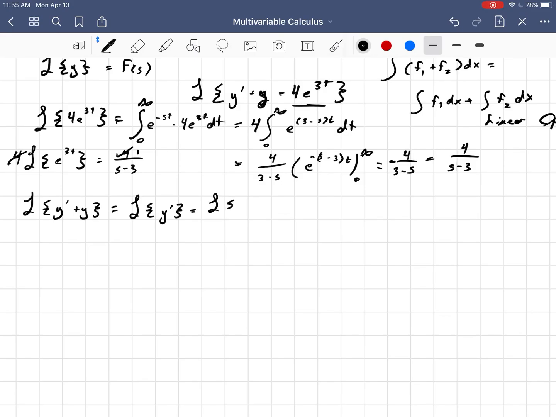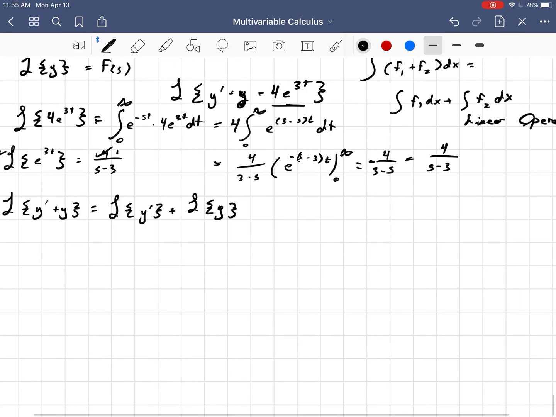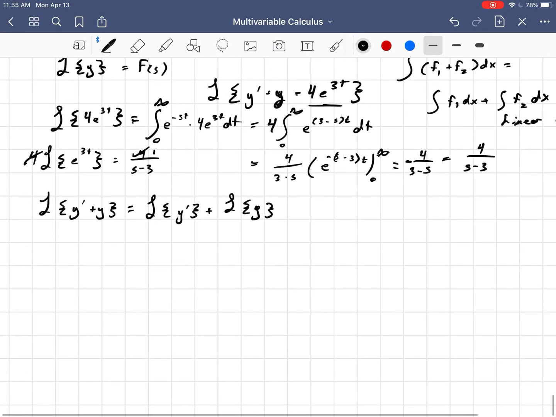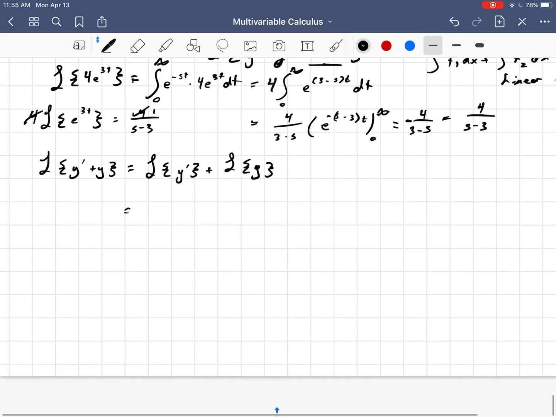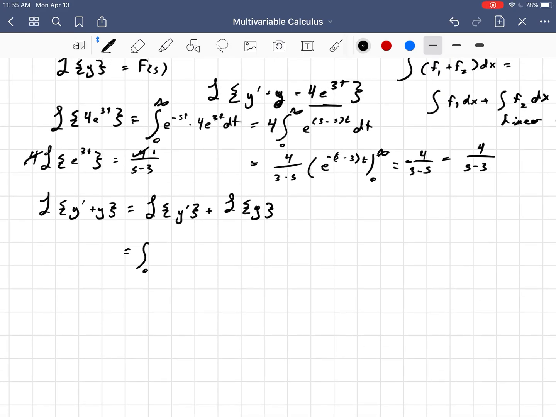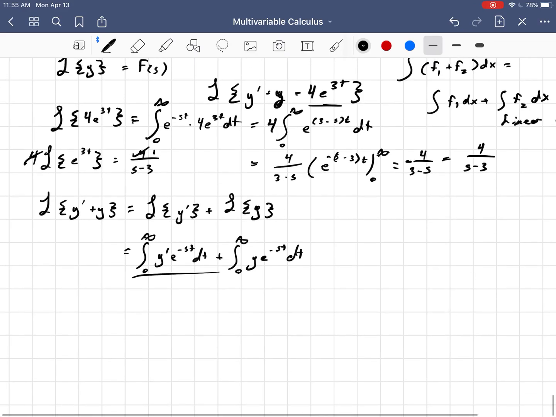So we can write this as the Laplace transform of y prime plus the Laplace transform of y. Oh, I wrote equals. My bad. Plus the Laplace transform of y. So the Laplace transform of y prime is the integral from 0 to infinity of y prime e to the negative st dt plus the integral from 0 to infinity of y e to the negative st dt.